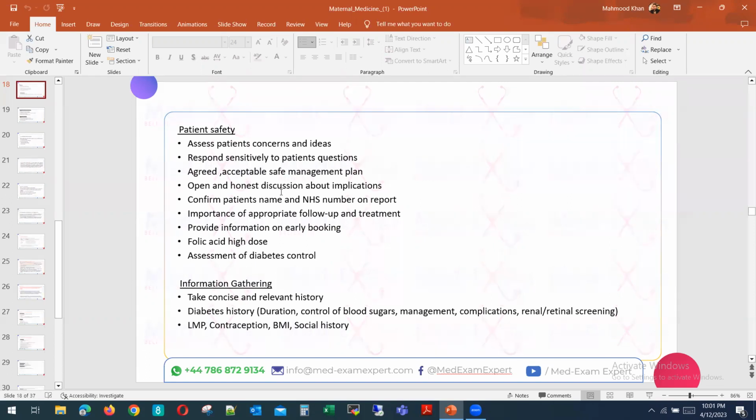In the induction, you can say that we will kickstart the labor by giving you certain medication. Or for the cesarean section, you can say that I'm afraid that we'll have to offer you a cesarean section to reduce the risk for the baby and for you as well.